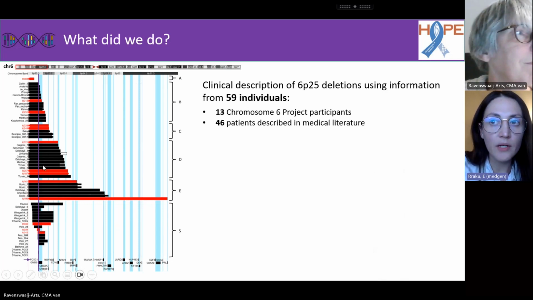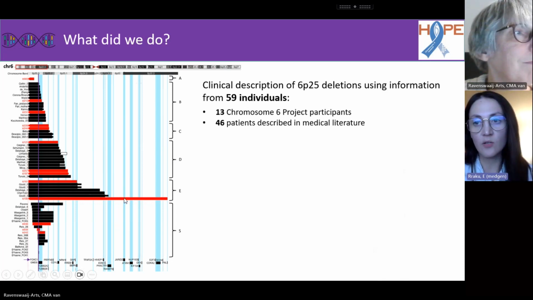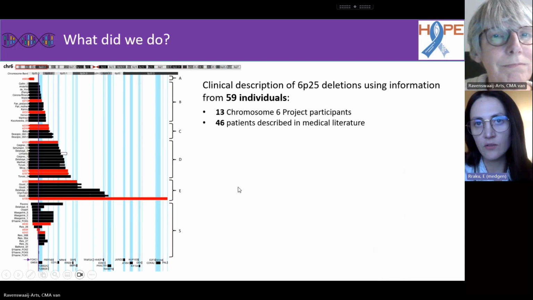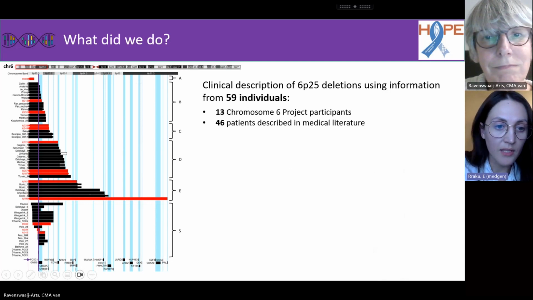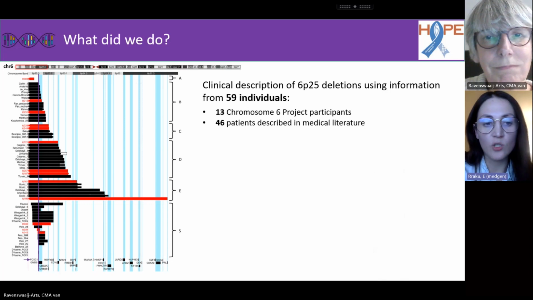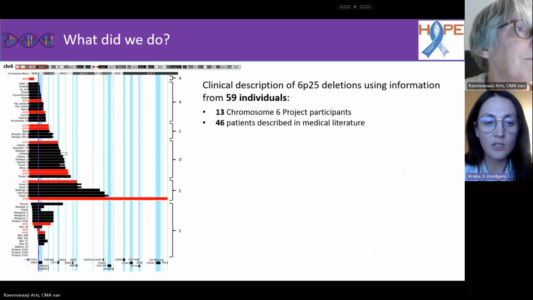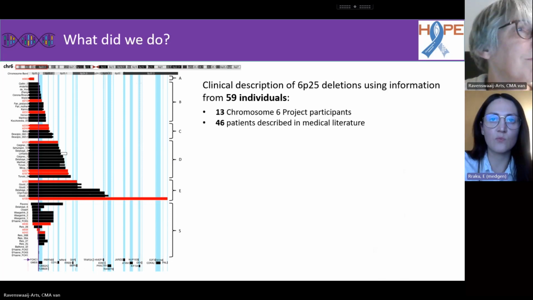Every horizontal bar in this figure represents the deletion of one child. The red ones are deletions of individuals that are participating in the Chromosome 6 project, and the black ones are deletions of patients described in literature reports. For example, a red bar is a Chromosome 6 project participant that misses that part of Chromosome 6, while a black bar is an individual described in the literature that also misses that specific part of 6p25.